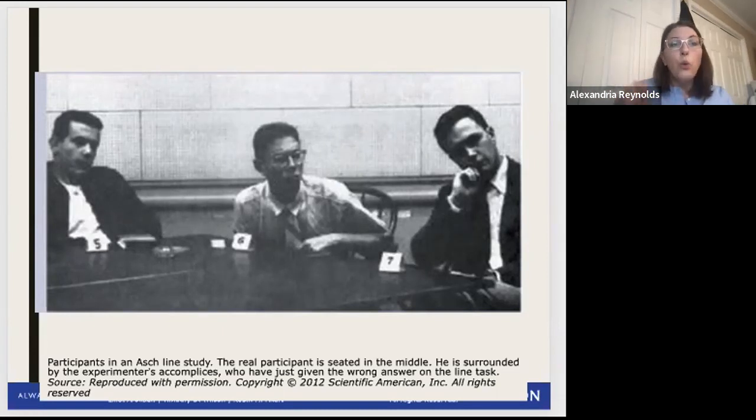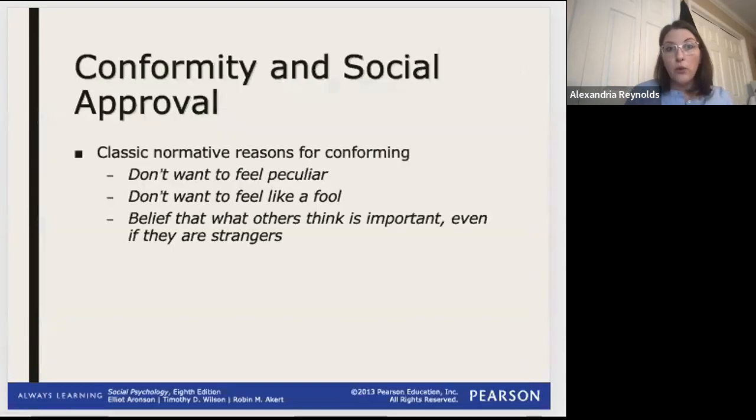So what are some reasons why we conform, right? So we don't want to feel weird. You guys have already told me that in the experiment that we did at the beginning of last week, where all of you answered and said, I'm here. We did that little experiment at the beginning of class. You all even said, I don't want to feel peculiar. I don't want to feel like a fool.